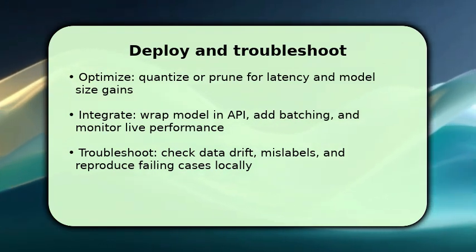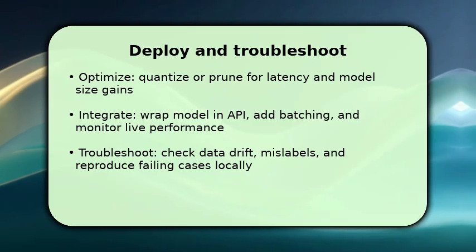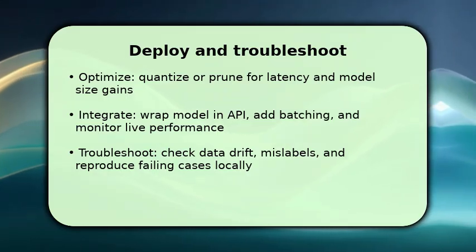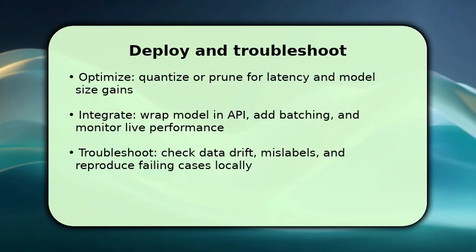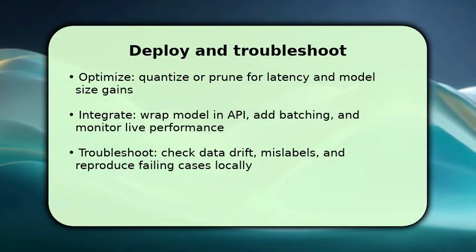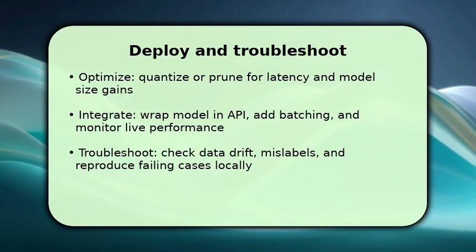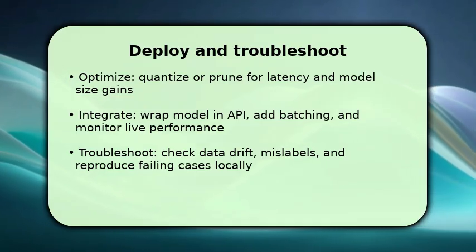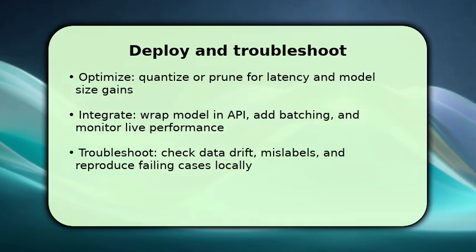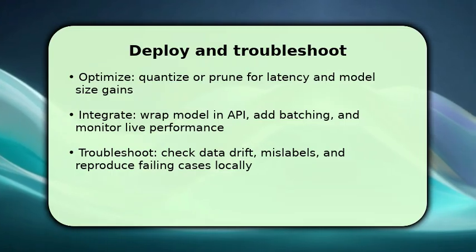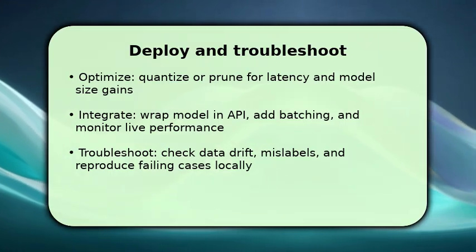Then integrate the model behind an API with batching and health checks, and monitor live metrics like throughput and error rates. If issues appear, reproduce failing cases locally, inspect labels and data drift, and update either the dataset or model. A single troubleshooting tip: start by verifying labels and recent data distribution.